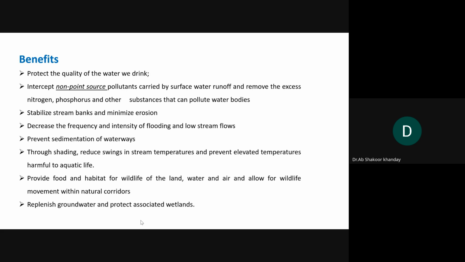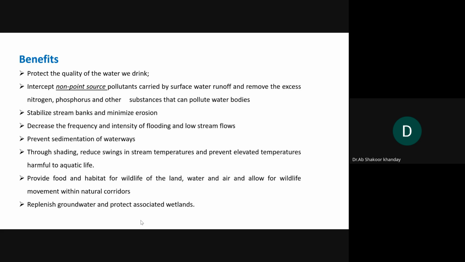So they decrease the frequency and intensity of flooding and low stream flows, and prevent sedimentation of waterways, as I already told, because up to 70% of the suspended matter is trapped by these riparian buffers. Through shading, these riparian buffers reduce swings in stream temperatures and prevent elevated temperatures harmful to aquatic life. This shading is very important because it has a moderating effect on the stream temperature. In other words, it can decrease the stream temperature by 1.5 up to 2.7 degrees on average.